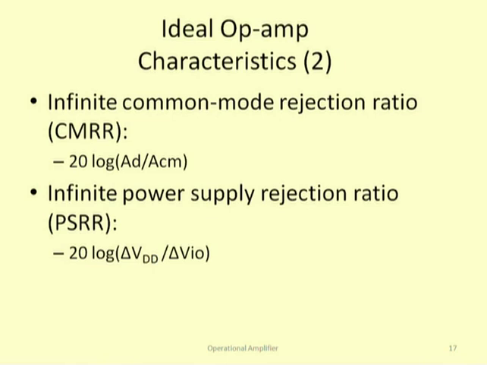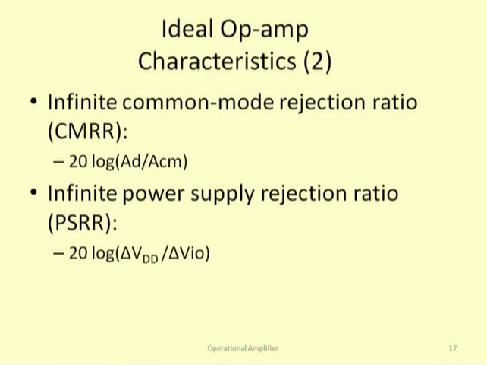For that we expect from the op-amp that AD should be as large as possible and ACM should be as small as possible, because the major application of the operational amplifier is to amplify the difference of the input signal. So this CMRR is again a very important parameter of the op-amp.